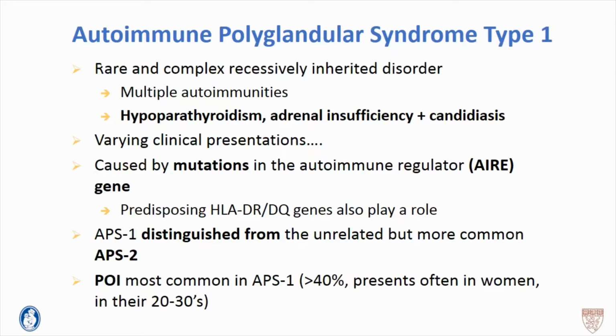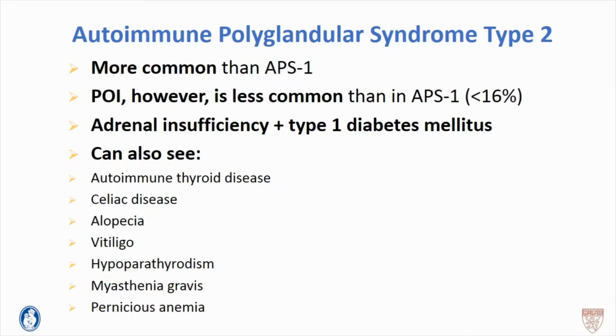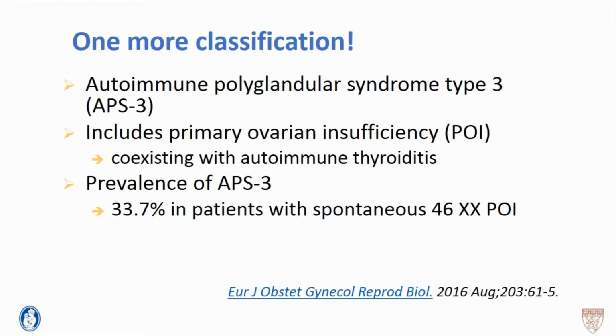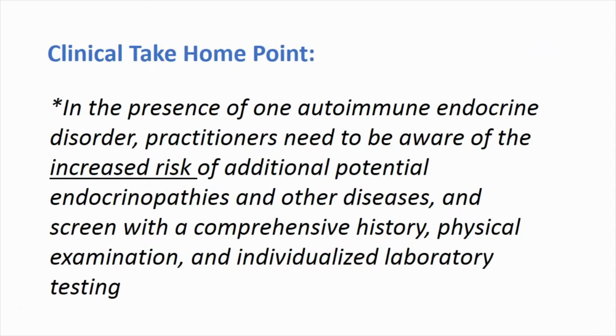APS2 is more common, but POI is much more common in patients with APS1. I thought this was important because in a tertiary care center, we see a lot of patients with a lot of rare conditions, so there are other types of APSs, as I'm sure you know. With APS2, just briefly, again, POI is less common. Less than 16% of adolescent girls and women go on to develop APS2. And there's also an APS3, which is POI coexisting with autoimmune thyroiditis.